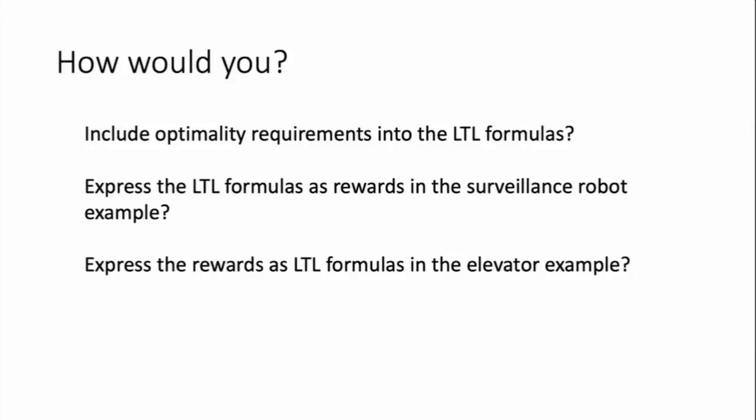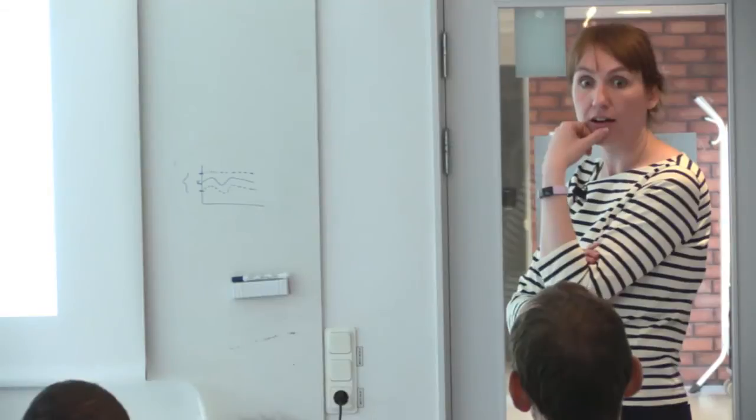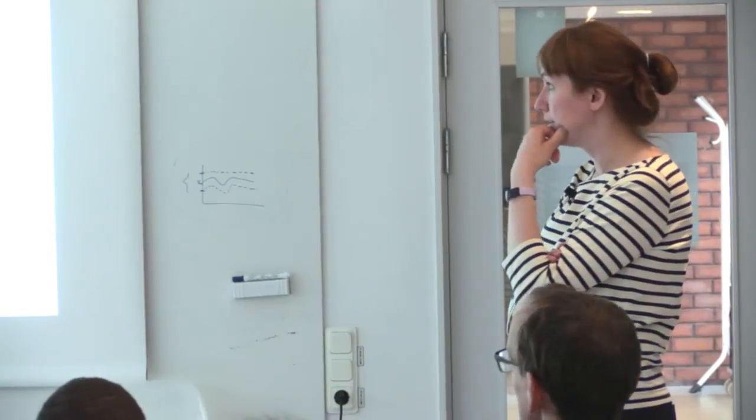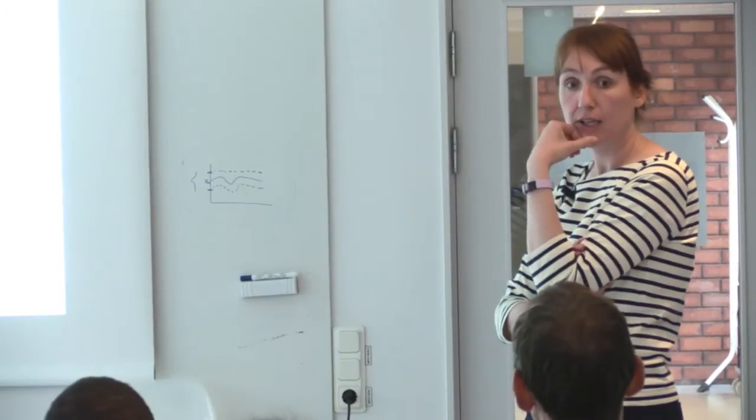Martin, you look like you have an idea. Well, I guess you could express that you would eventually aim to reach a certain score, a certain level, for example. That's how you would translate. That's just the first idea. Rewards into LTL formulas. Yeah. Right, using the eventually property.